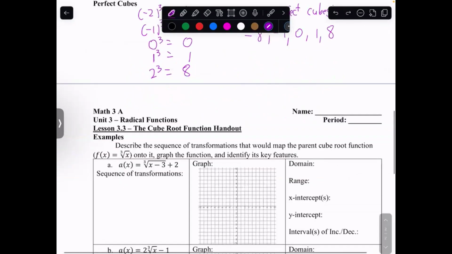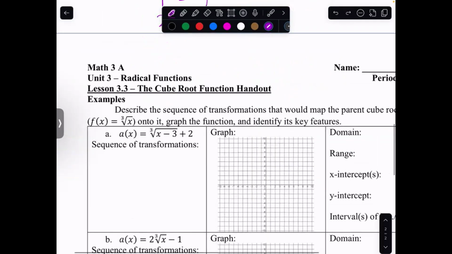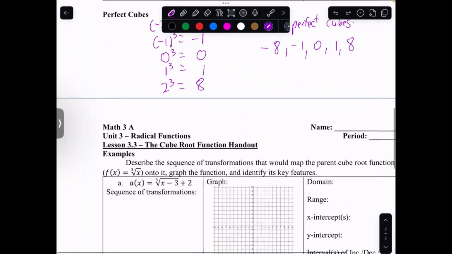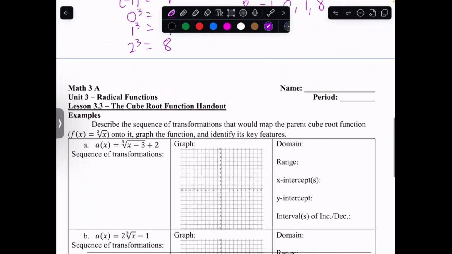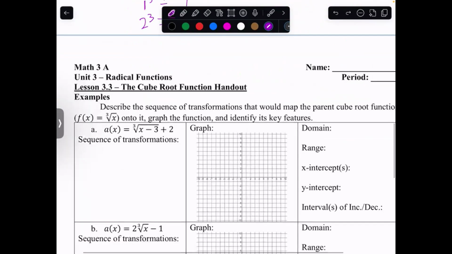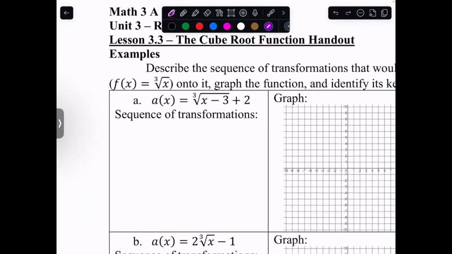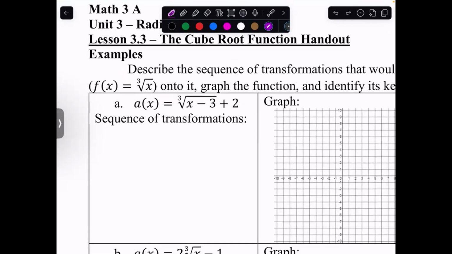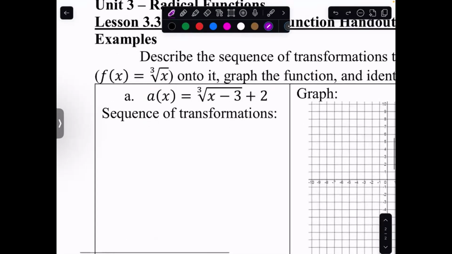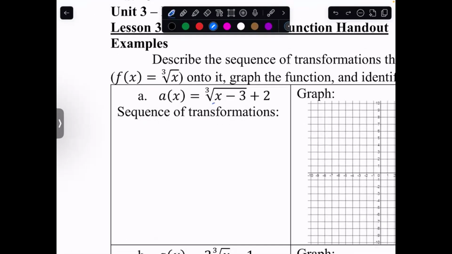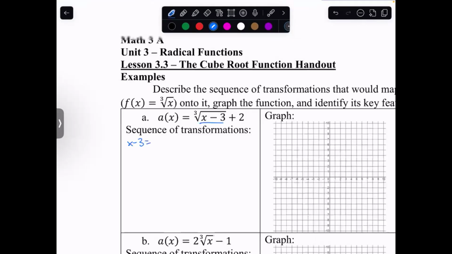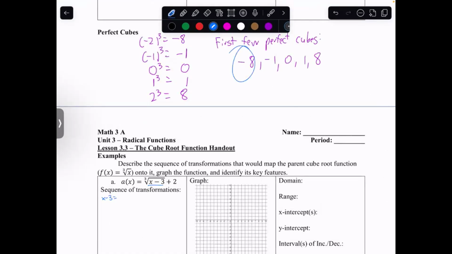Okay, so let's go and look at the back. I said that you can copy it from the 3.2 handout because it's the exact same. So the strategy for graphing perfect cubes: you set the inside of the cube root equal to a perfect cube. Take the inside of the cube root, x minus 3, and set it equal to, let's do -8 first.